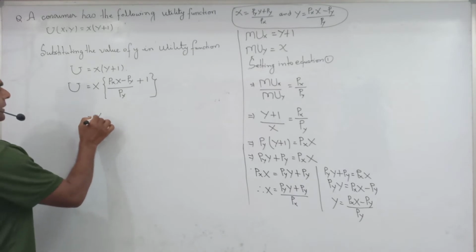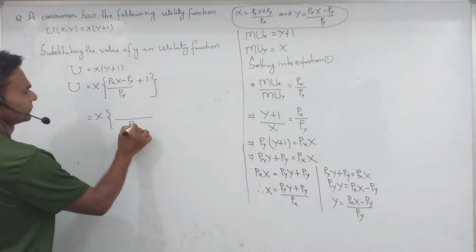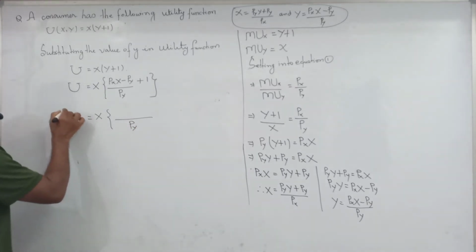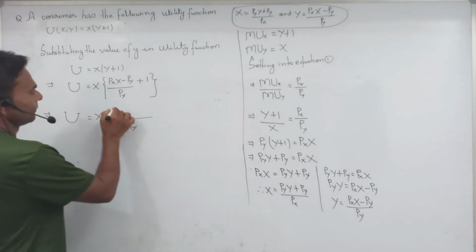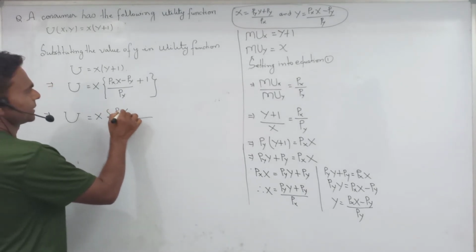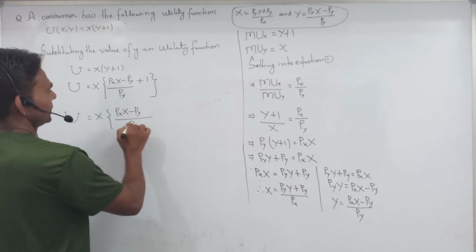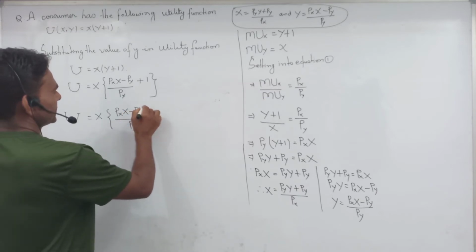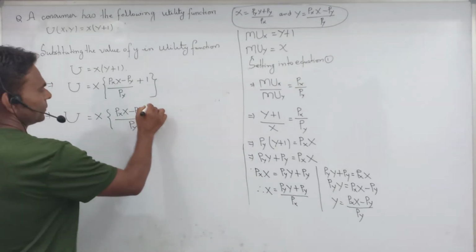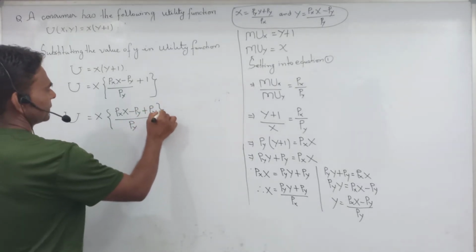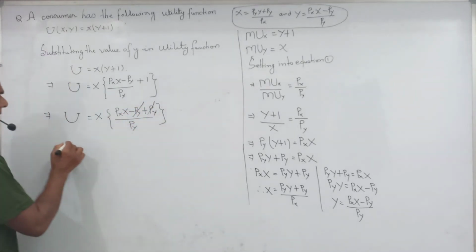Taking the LCM inside the bracket, price of Y, utility implies price of X times X minus price of Y plus price of Y. We can cancel, plus minus price of Y cancel.